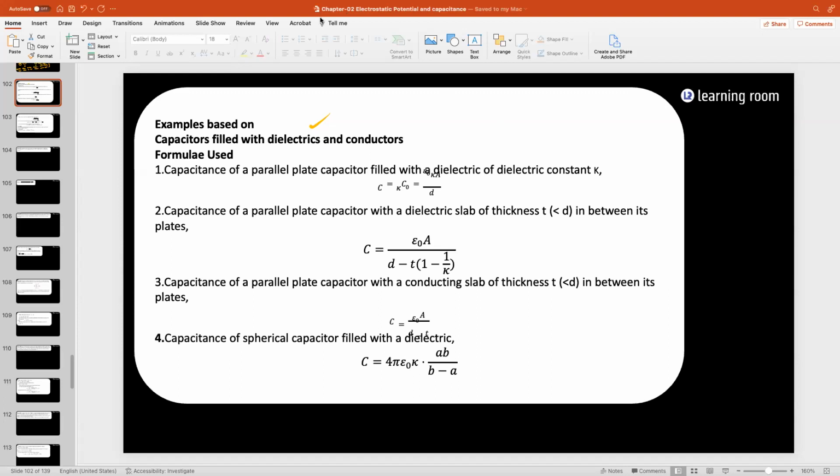Net capacitance. Yeah. So I think we are left with one more subtopic that we are supposed to complete. That is a concept that is based on capacitors and dielectrics. Is that right? Yeah. So shall we get started?